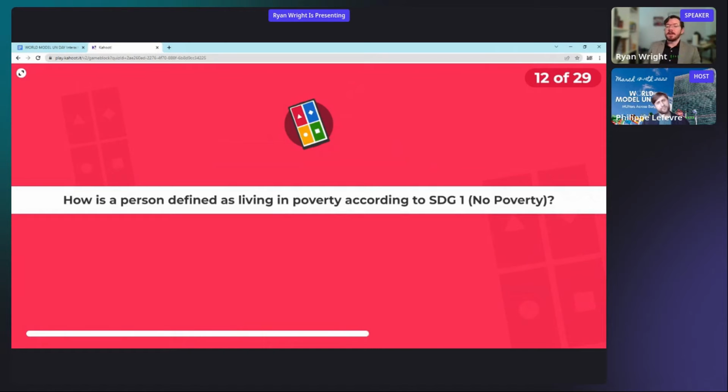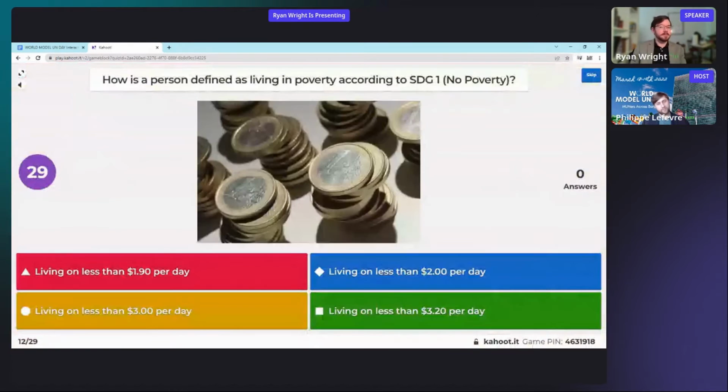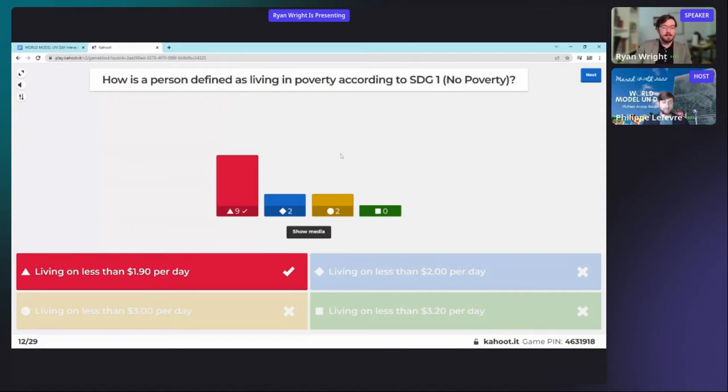How is a person defined as living in poverty according to the first SDG of no poverty? Living on less than $1.90 per day, living on less than $2 per day, living on less than $3.20 per day, or living on less than $3 per day? And it is the first answer, living on less than $1.90 per day.